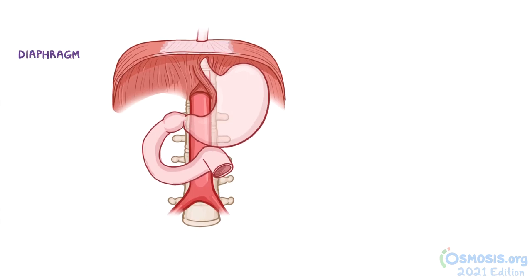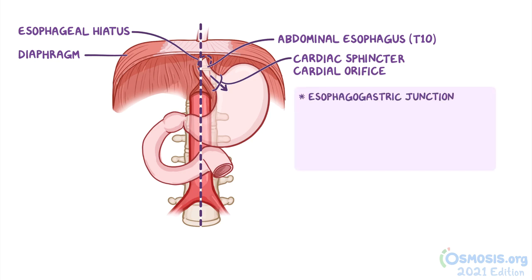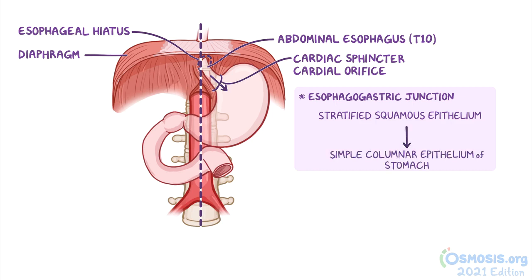Once it reaches the diaphragm, it passes through the esophageal hiatus just to the left of the median plane at the level of the T10 vertebra, where it becomes the abdominal esophagus. The abdominal esophagus finishes its journey by becoming continuous with the stomach through the cardial orifice, which is surrounded by the cardiac sphincter. It sits left of the midline at the level of the T11 vertebra and designates the esophago-gastric junction, which is an important landmark where the mucosa abruptly changes from the stratified squamous epithelium of the esophagus to the simple columnar epithelium of the stomach.